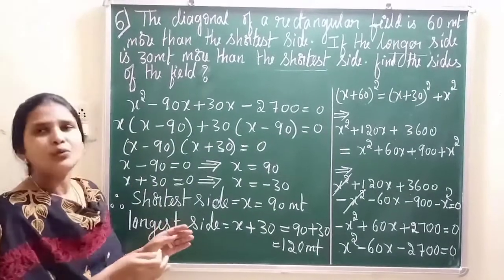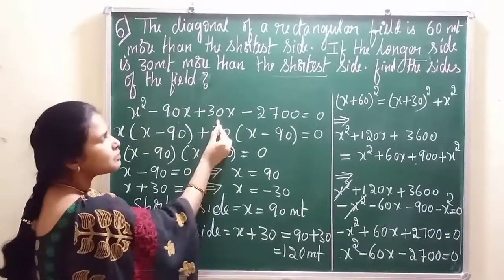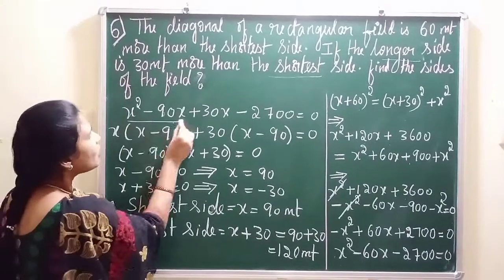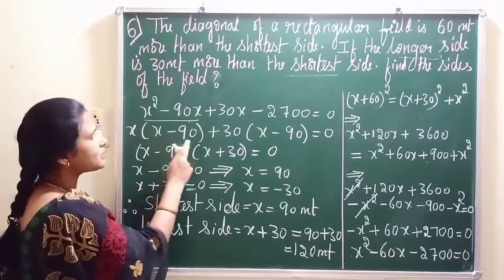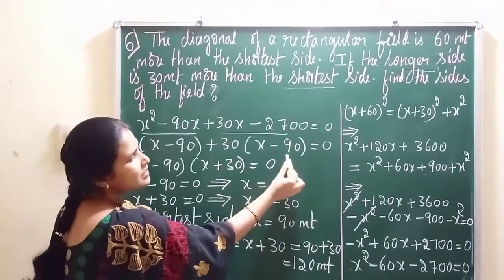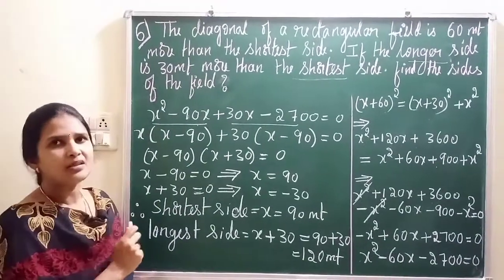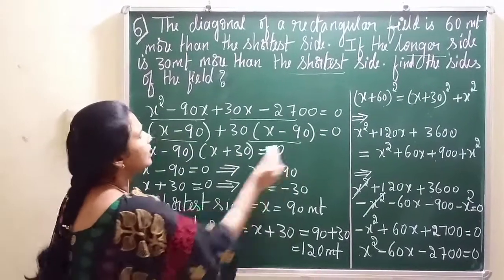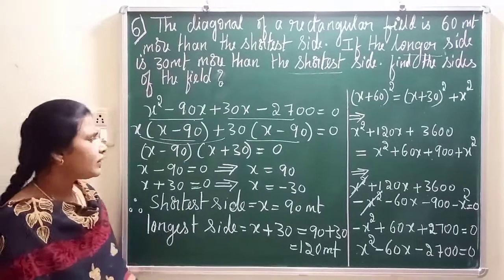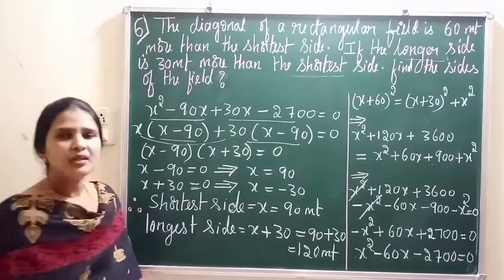So if you are unable to do the factorization method, you can go with the formula method. So x square minus 90x plus 30x minus 2700 equal to 0. Next, take x common in these two terms. We get x into x minus 90 plus, from these two terms 30 is the common, so we get x minus 90. So we can observe here two factors, that is same, x minus 90 is the common factor. Take it out, x minus 90, and the remaining factor is x plus 30 equal to 0. Equate these two factors to 0. We get x equal to 90 and x equal to minus 30.